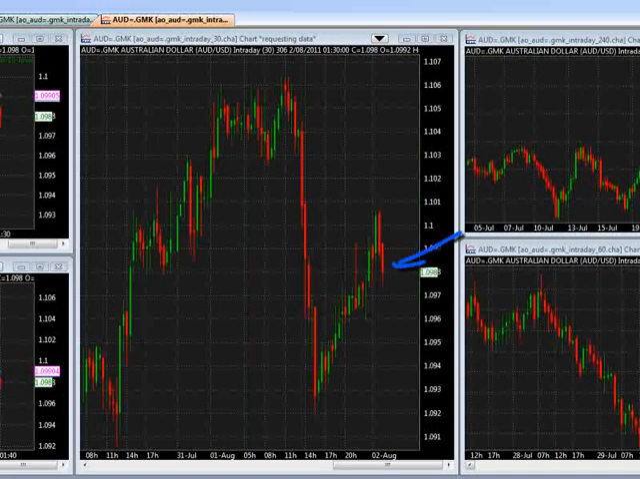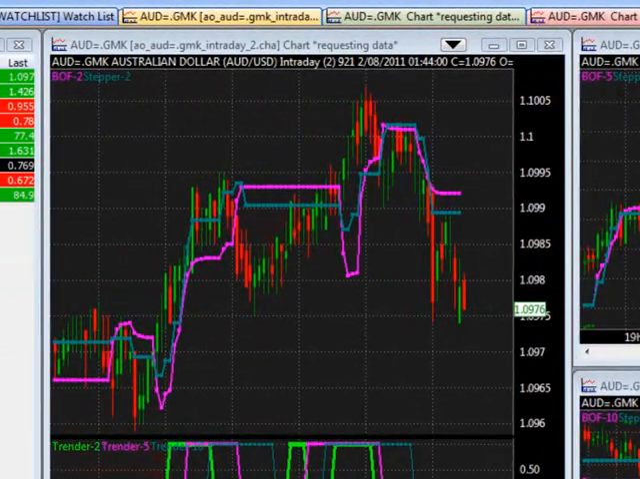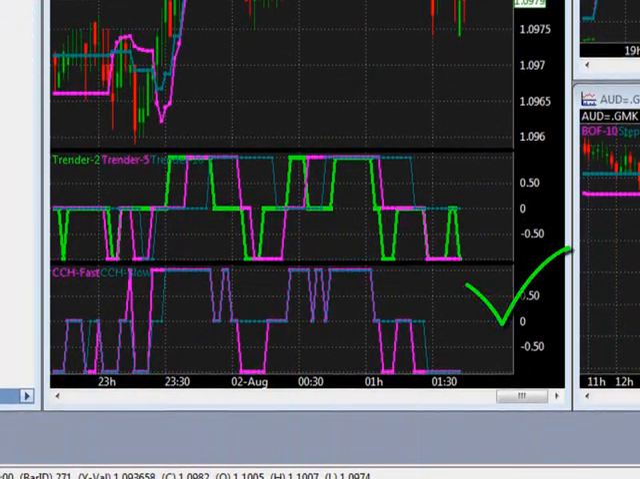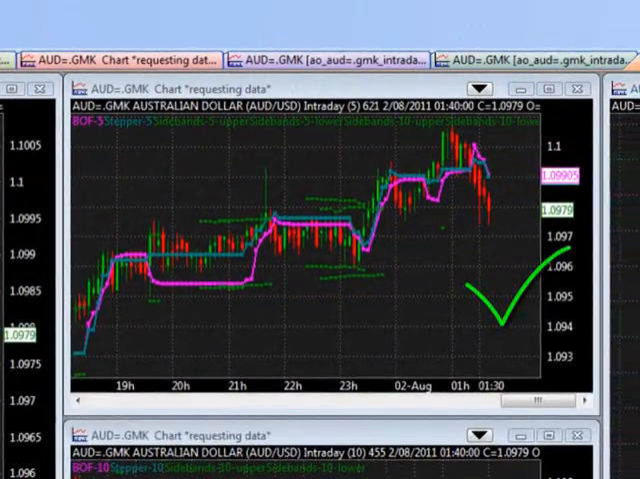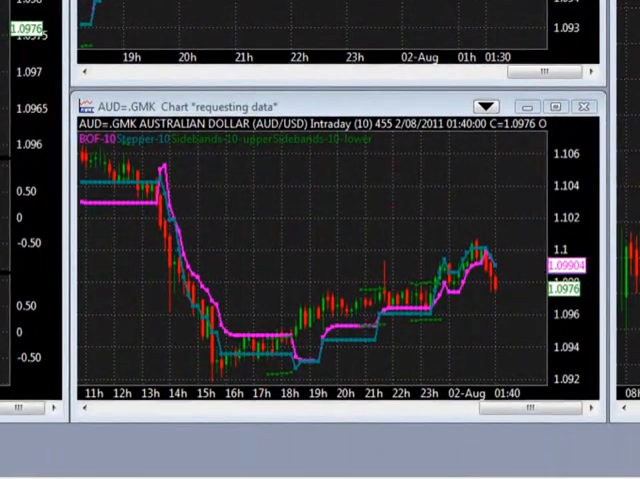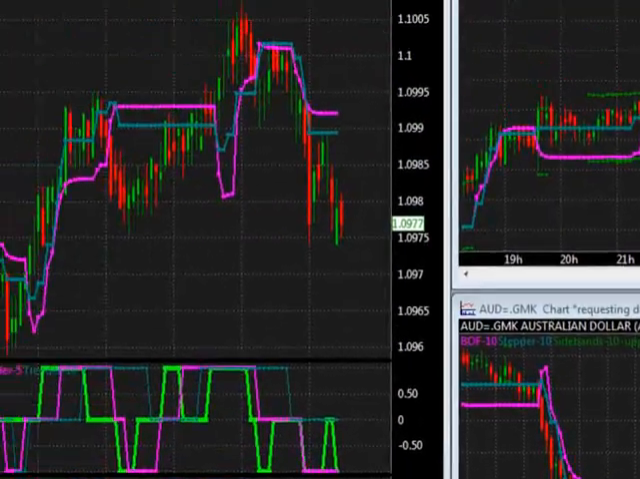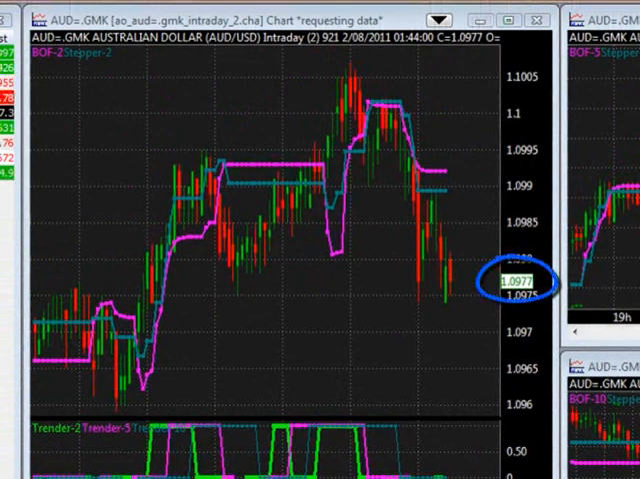As you can see, it's now starting to break down. So we'll look for an entry point over on our 2-minute chart. First, we check that the price has closed below the BOF and the stepper, and the algorithms, 5 and 10-minute charts are all confirming, which as you can see they are. So now we're in at around 1.0977.